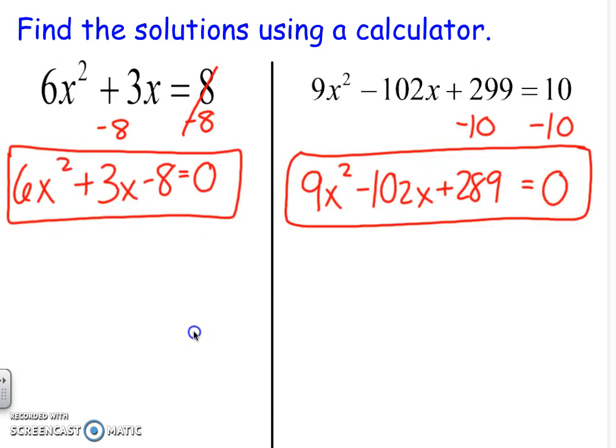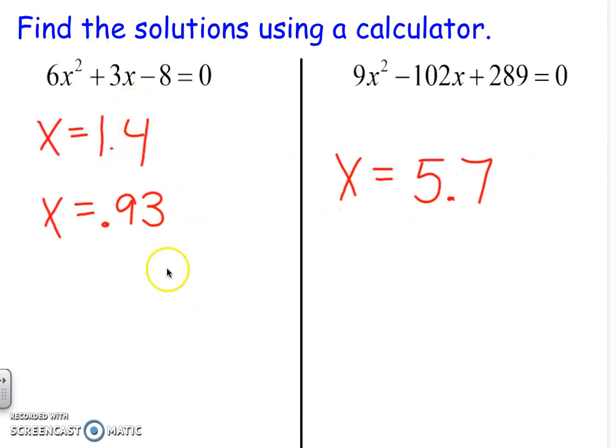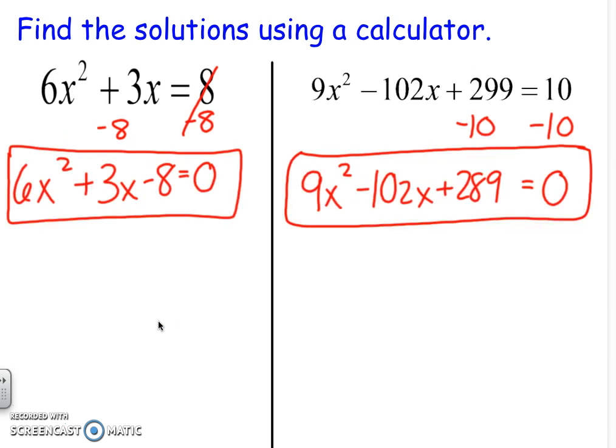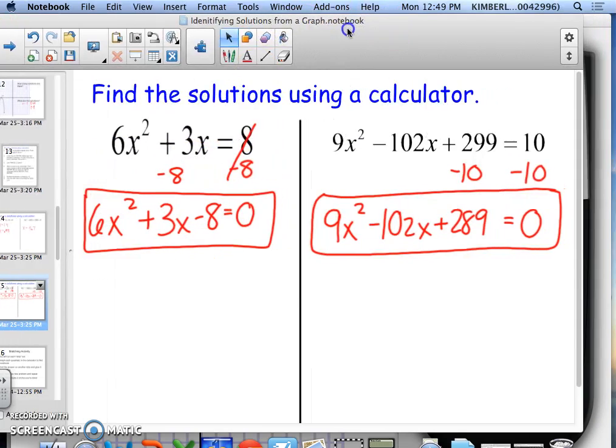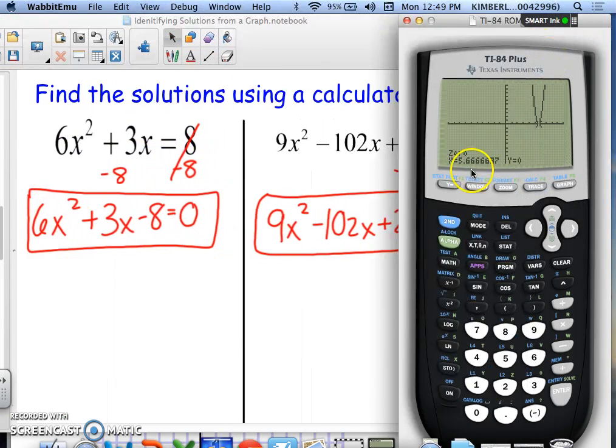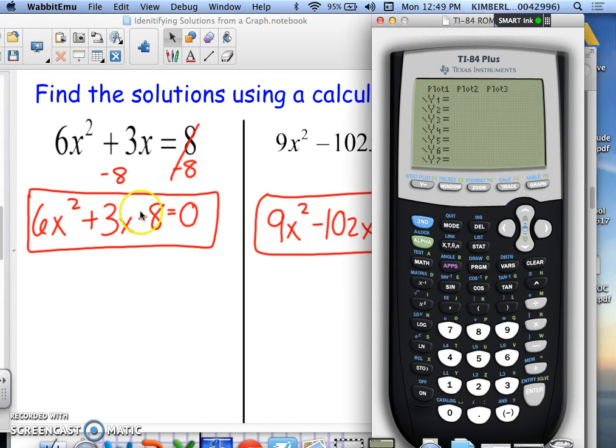But notice these are the exact same problems that we did on the second page. Okay, so I'm going to go through this one with you again so you can make sure that you remember the calculator steps because we already know the answers. But I'm going to go to y equals, and I'm going to clear out anything I have. I'm going to type this in, 6x squared plus 3x minus 8. But I'm not going to type in the equals 0.